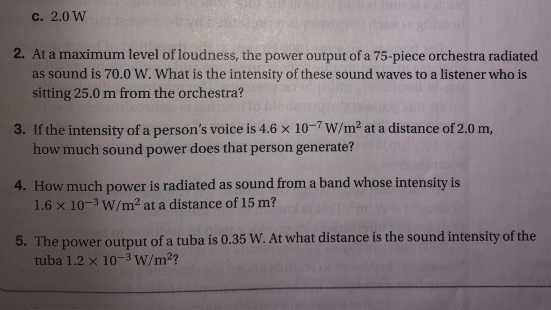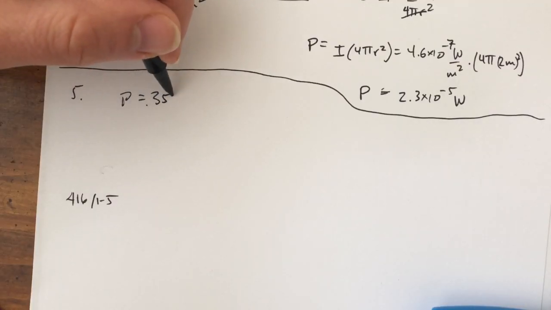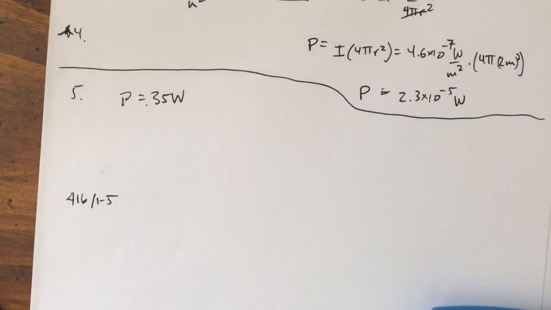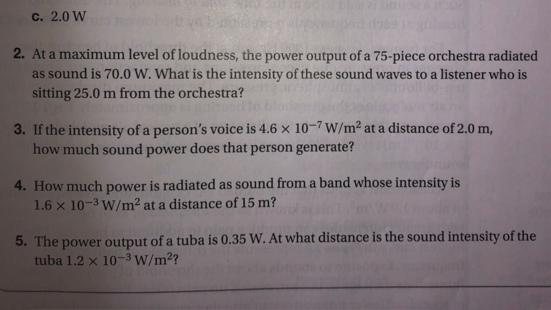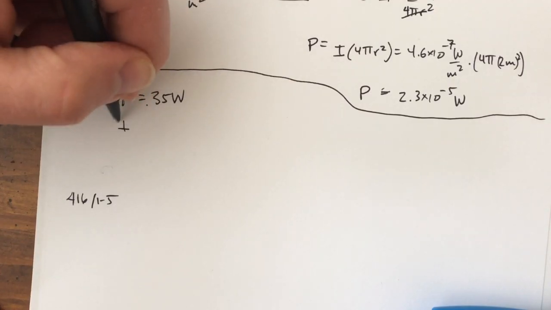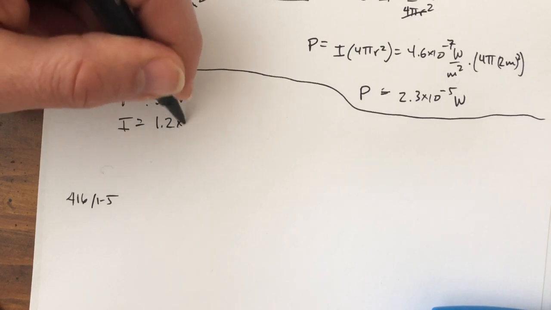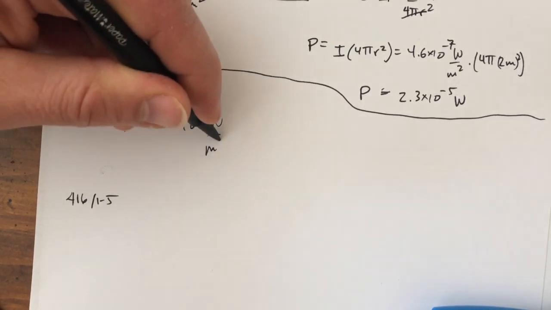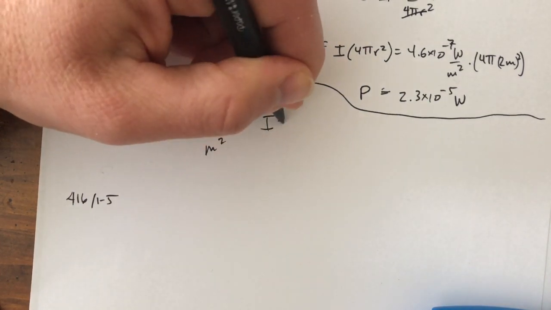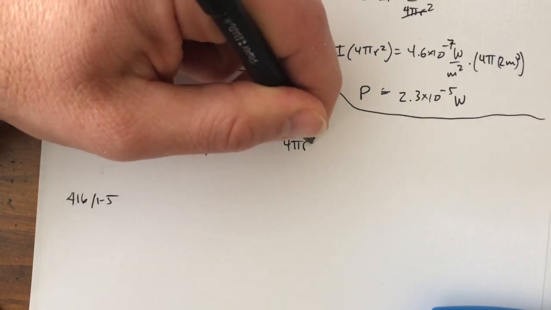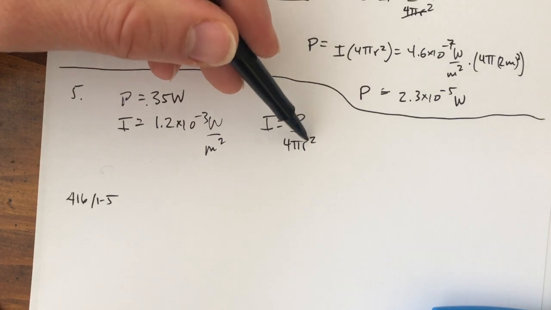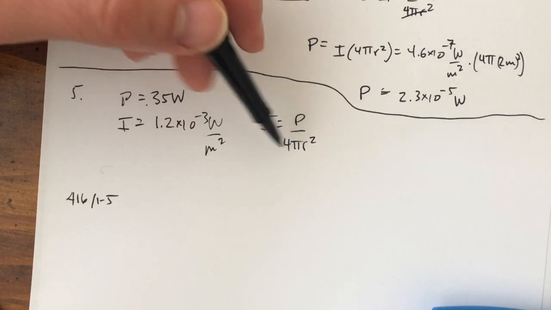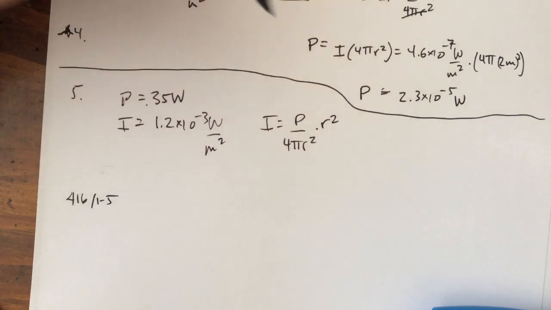Number 5 says the power output of a tuba is 0.35 watts, so P equals 0.35 watts. And it says, at what distance is the sound intensity of the tuba 1.2 times 10 to the minus 3rd watts per meter squared? So I equals 1.2 times 10 to the minus 3rd watts per meter squared. And this is our equation. I equals P over 4 pi R squared. We want to solve for R, so we need to get that by itself on one side of the equation. So I'm going to multiply both sides by R squared.